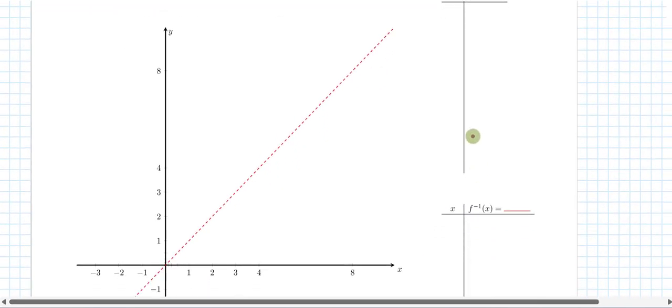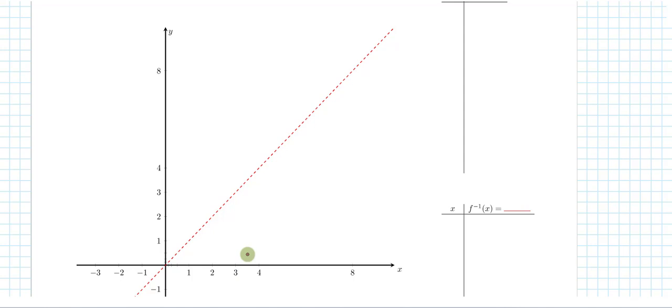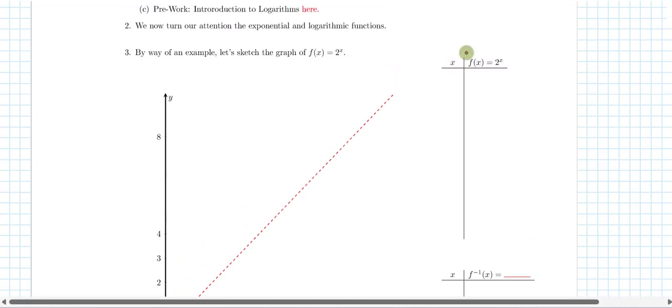So here you can see I've given us an axis. We'll talk about why I sketched this dotted red line here in a minute. But here I've given an axis, and I want you to go ahead and graph the function f of x equals 2 to the x.